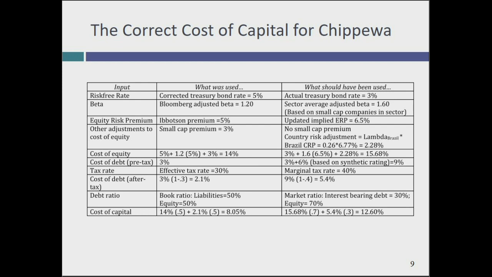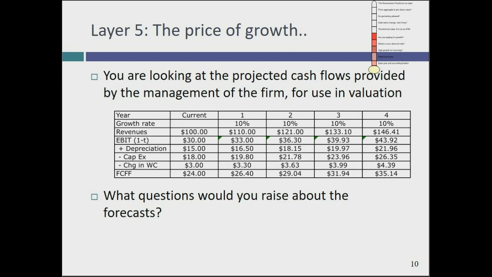I have an after-tax cost of debt of 5.4%. I use only interest-bearing debt and leases as my debt, not all liabilities. And finally, I end up with the cost of capital at 12.6% rather than the 8.05%. So try this as an exercise. Next time you see a cost of capital calculation, take it through component by component to see what you get.